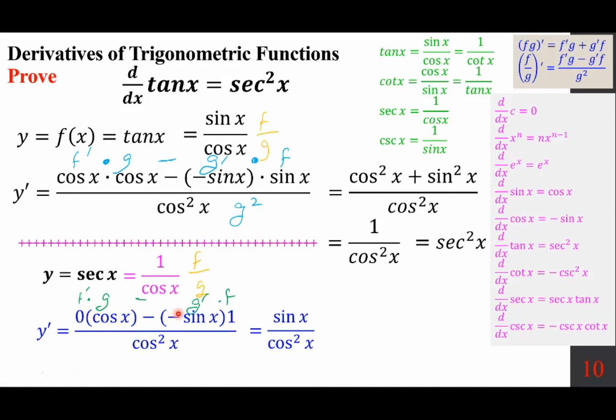And as you know, sine x over cosine squared, we can say 1 over cosine times sine over cosine. 1 over cosine is secant x. Sine over cosine is tan x. And that's the proof that the derivative of secant is secant x tan x. I highly recommend you use another one, maybe cotangent x or cosecant x, to prove it; you can use the quotient rule to come up with the answer.